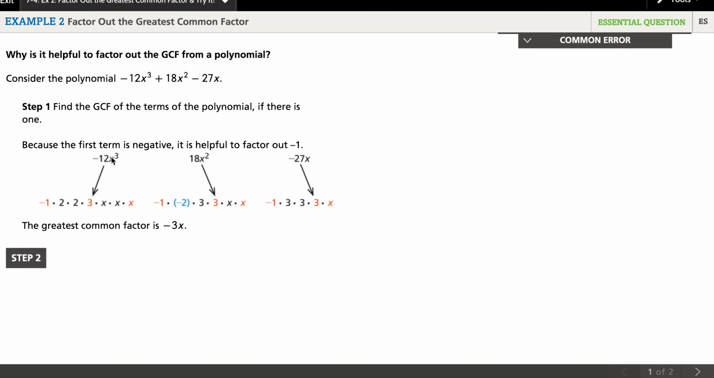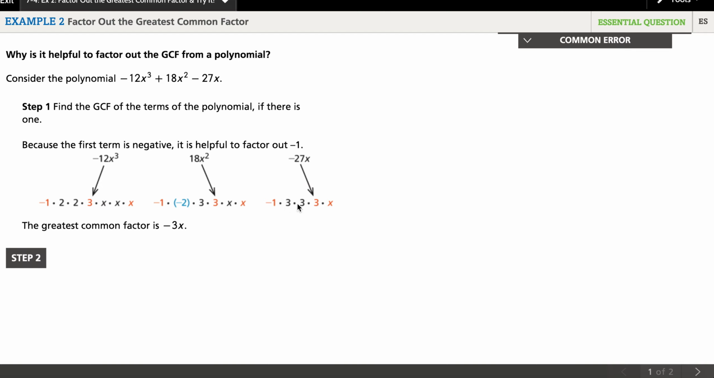Now, what about x to the third power? It's x times x times x. So 3 times itself. What about 18x squared? Again, what did we say about -1? It's helpful to factor out -1. So it's -2 times 3 times 3 to make the coefficient 18, because -2 times -1 is +2, times 3 is 18. Times x, and -27x is the same thing.